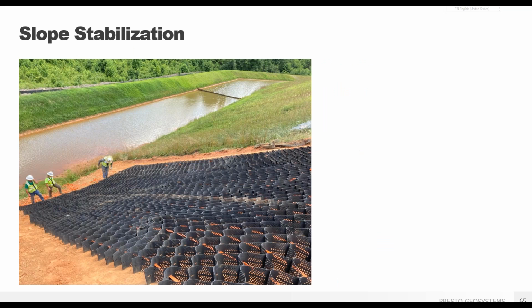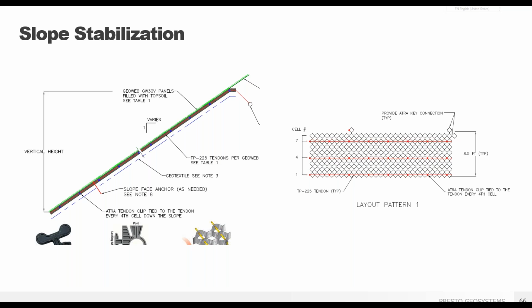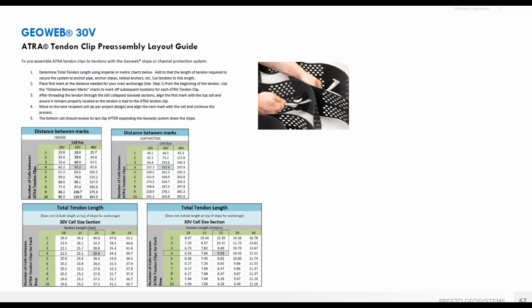The pre-assembled sections, once connected to the crest anchorage, are then hung over the slope like a curtain and extended down slope. With the GeoWeb system and tendons and ATRA-Tendon clips, you can pre-measure, mark, and know the layout for pre-assembly based on your project design.